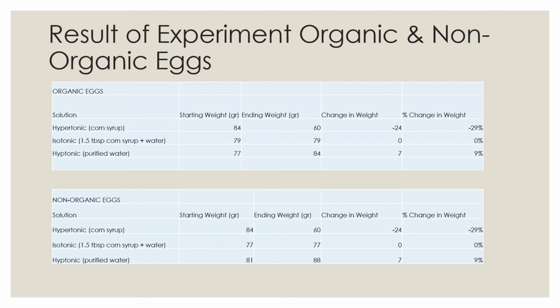And for the hypotonic solution, even though the start weights of the organic and non-organic eggs were different, at the end both have the same percentage change in weight, which is 9%. Interesting, right? So no matter whether organic or non-organic, when we put the eggs in these 3 different solutions, they both have the same result.